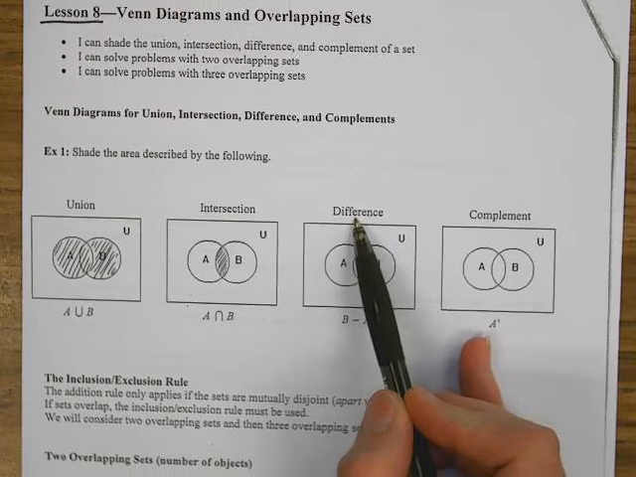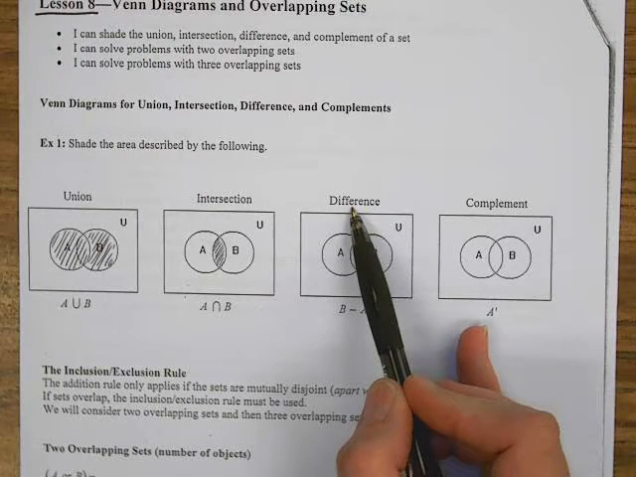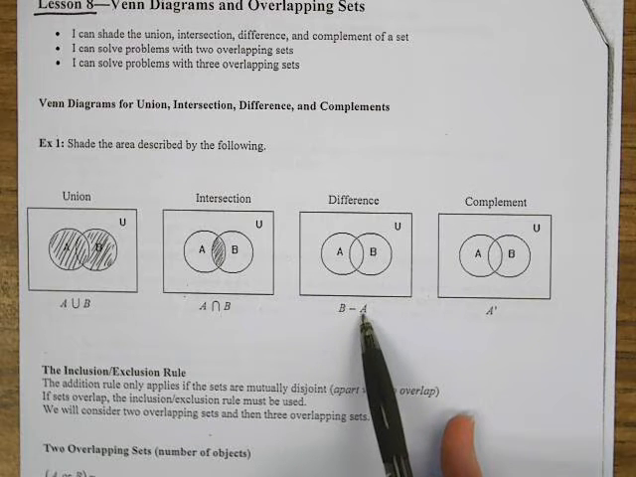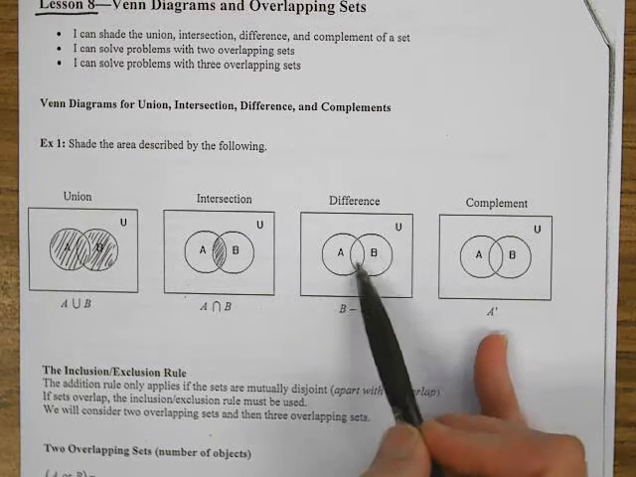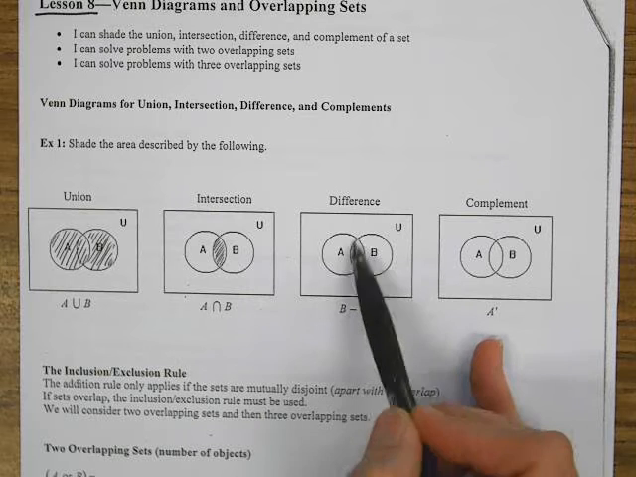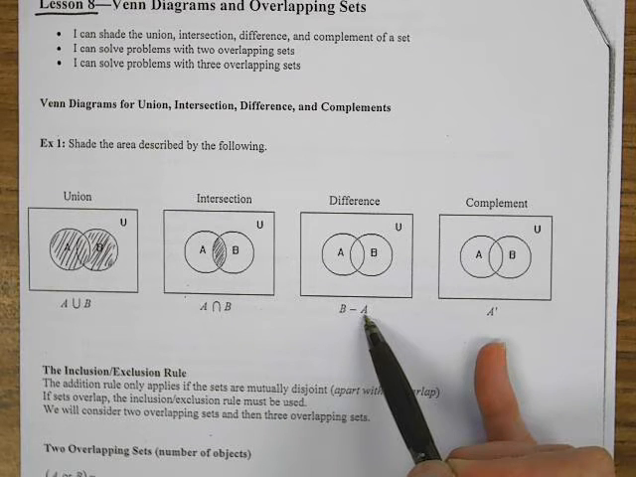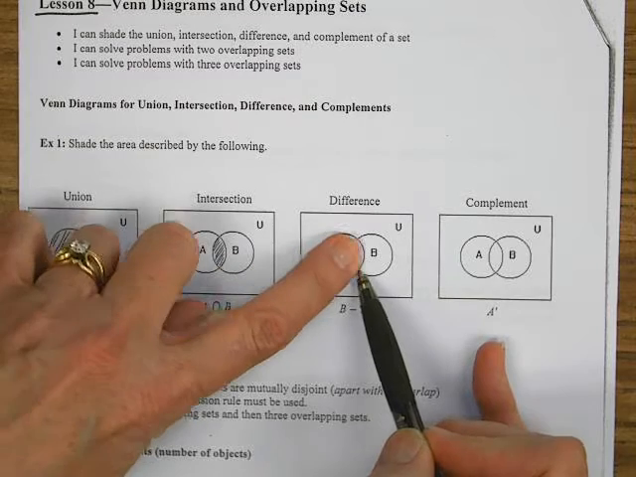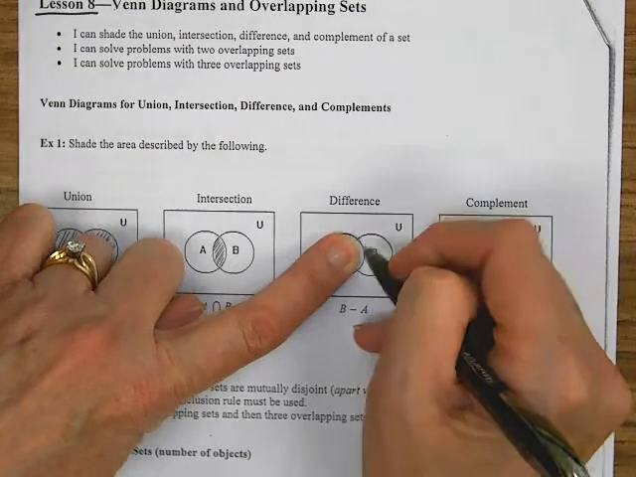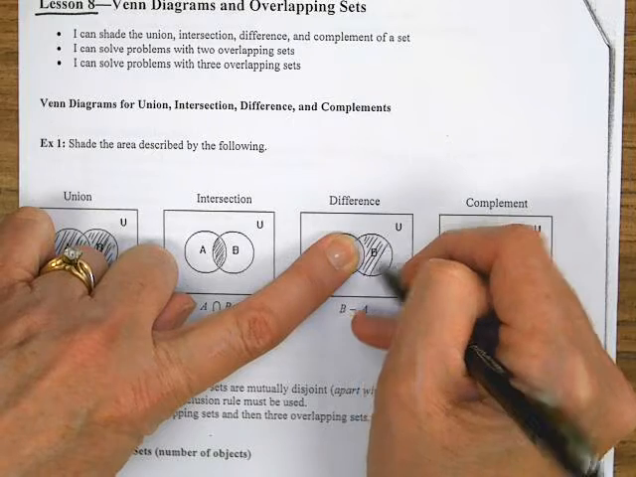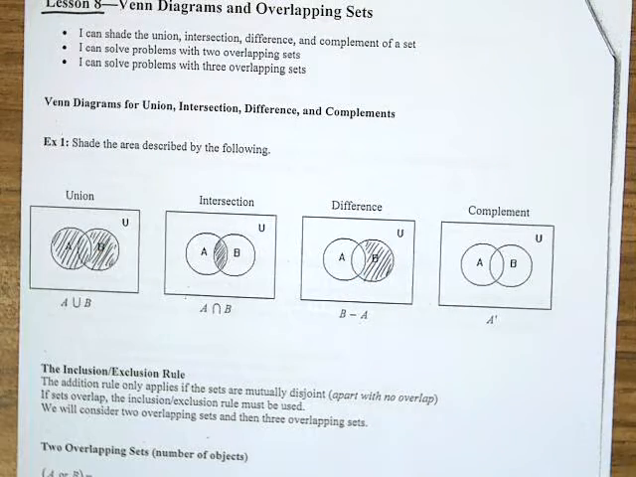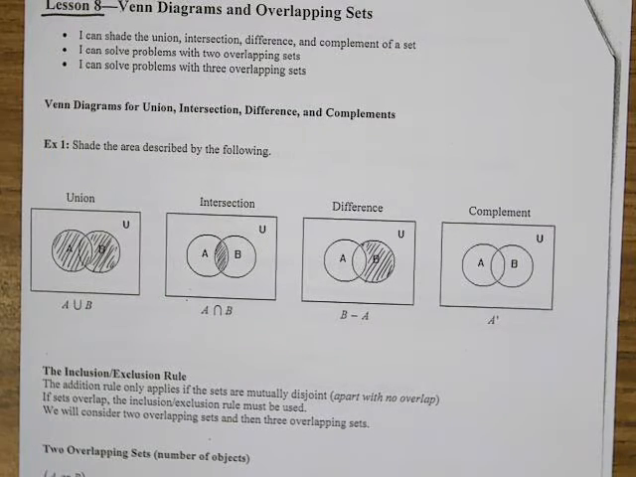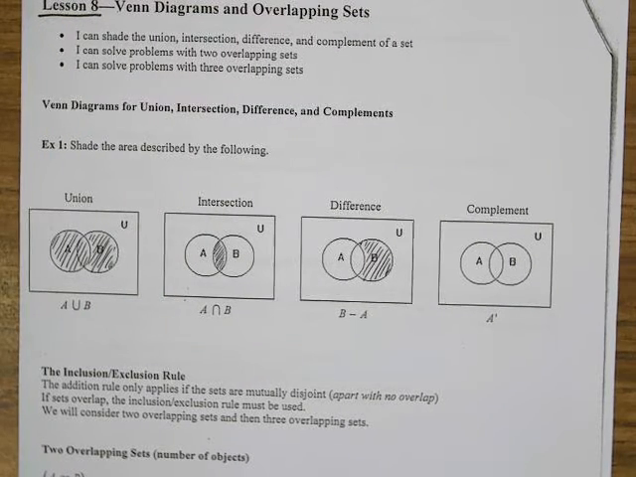Difference, this might be something new in terms of Venn diagrams you haven't seen before. If we're talking about set B minus set A, we're talking about everything in set B that's not in set A. Well, all these in here are also in set A, so I would have to remove all of those. So the only things that are in B and not in A, we could shade that section right there. Okay, all of those are just in B, not in A.